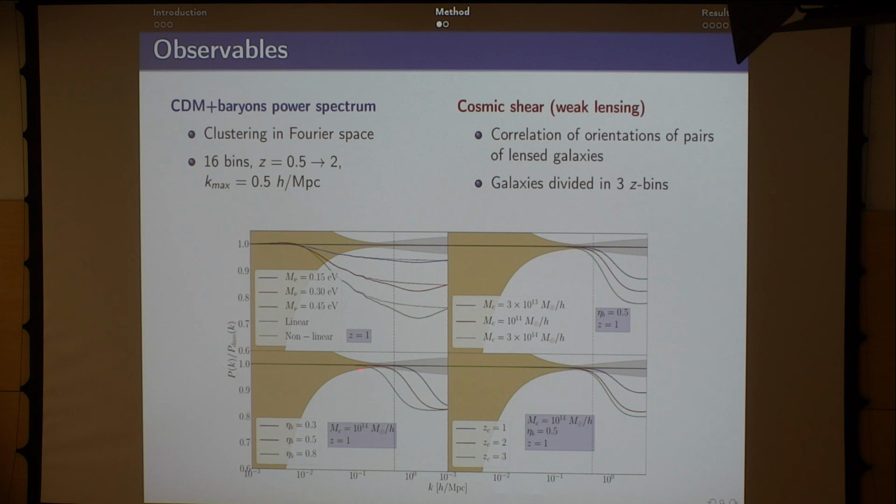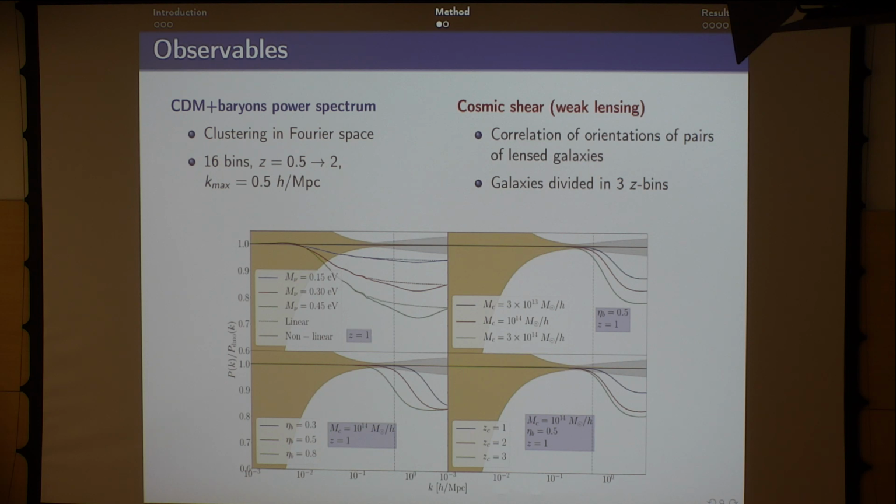Eta B controls the scales at which this suppression occurs. That means the higher the thermal velocity of your gas within the halo is, the more the suppression occurs at larger scales. And here you have the redshift evolution. The takeaway message is, whenever a line falls outside the shaded areas that represent the observational error and the theoretical error you commit on your observable, you have a detection of that parameter.